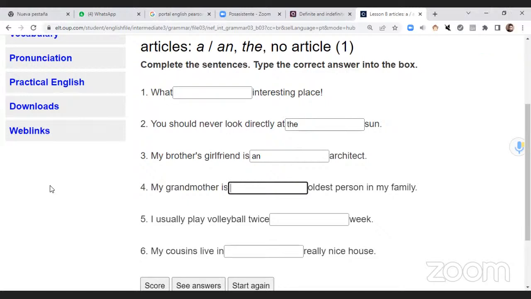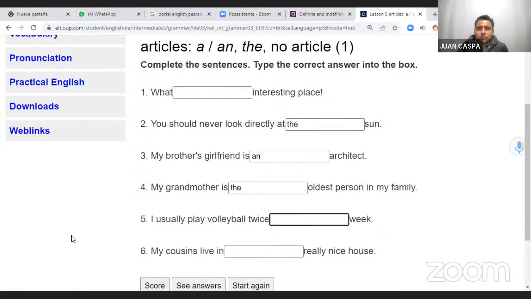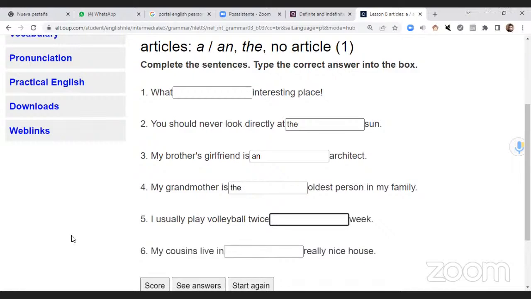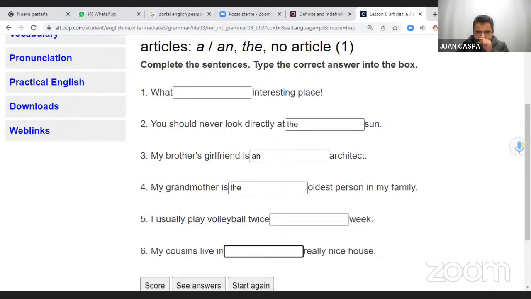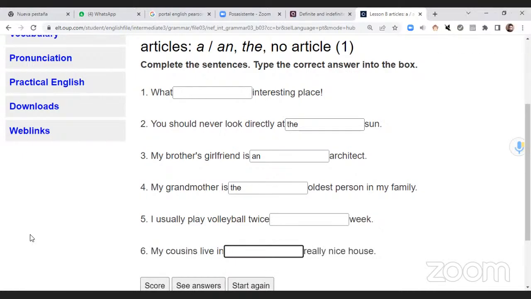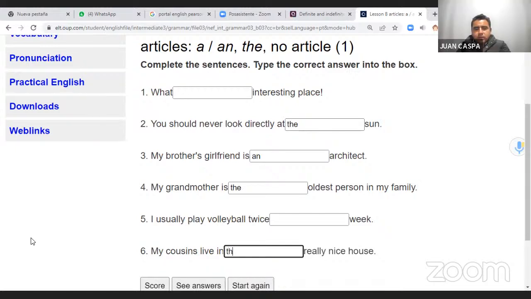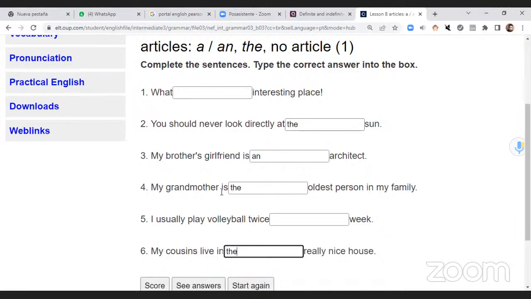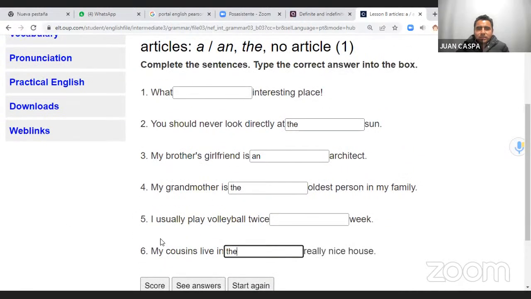My grandmother is the oldest person in my family. The next one. I usually play volleyball twice. No article. Okay, and 6. My cousin living in the really nice house. In the really? Yes. Okay, I think there are some mistakes, but no worries. Let's check.